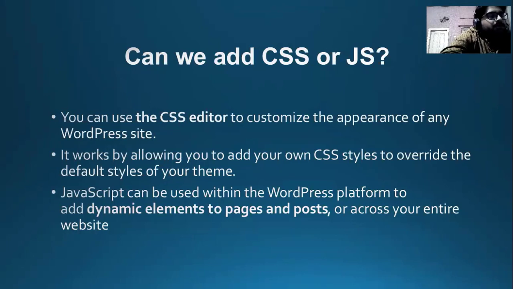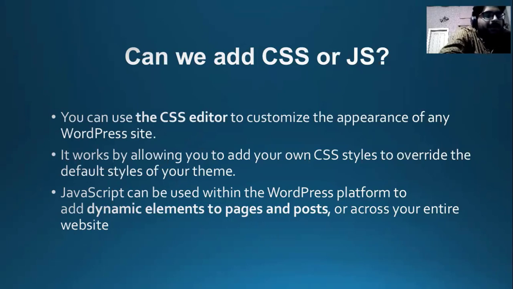Okay, so the first thing is whether we can add CSS or JavaScript. Yes, you can use the CSS editor to customize the appearance of WordPress. We have different customizers, a different editor for CSS and a different editor for JS. So how does CSS help us? It works by allowing you to add your own CSS styles to override the default style of your theme.